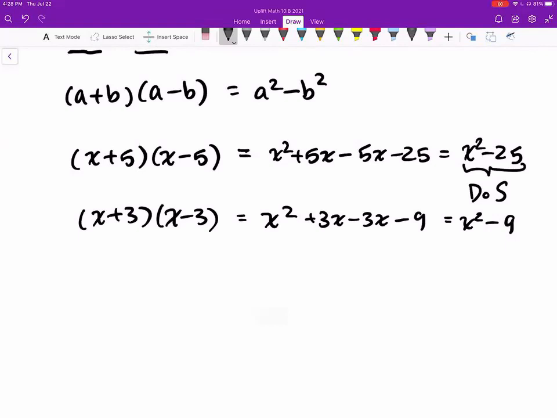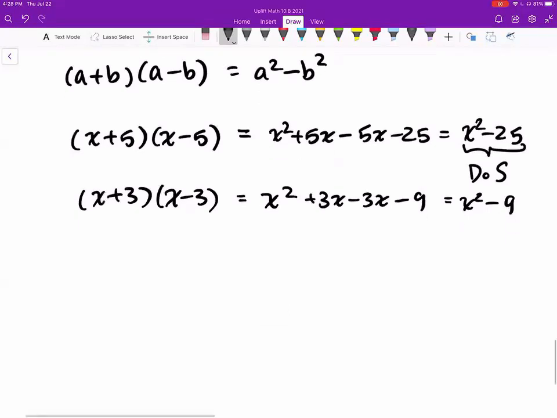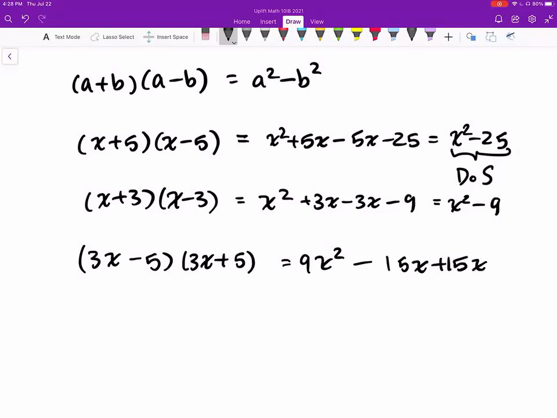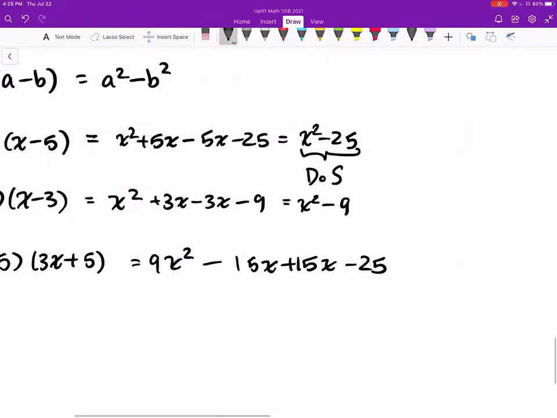Should we do one with a coefficient? Yeah. Okay. We can do 3x minus 5 times 3x plus 5. And then here we do FOIL again. We get 9x squared. We get minus 15x plus 15x. And then we get minus 25. So our difference of squares is 9x squared minus 25.